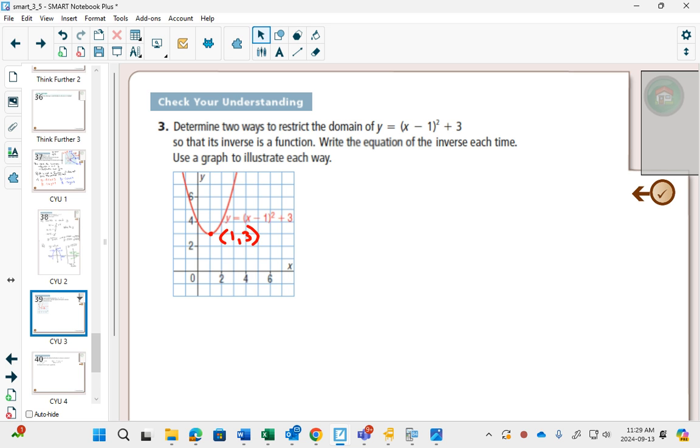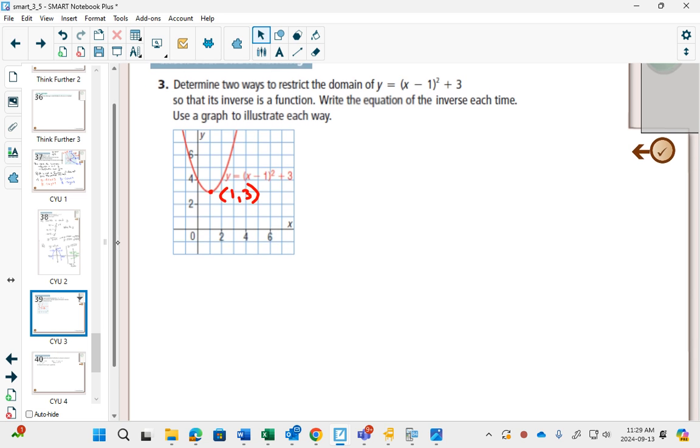Okay? First of all, can you see that the parabola right now doesn't pass the horizontal line test? So technically, if we did the inverse, it will not be a function. Okay? So what we have to do is we have to restrict the domain.